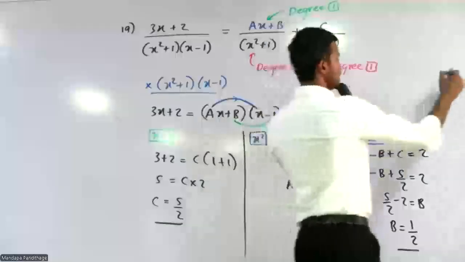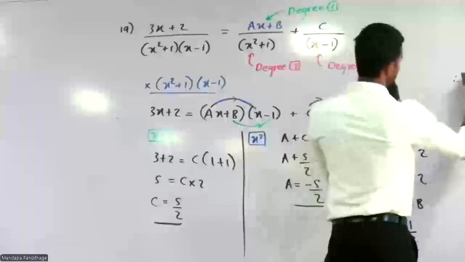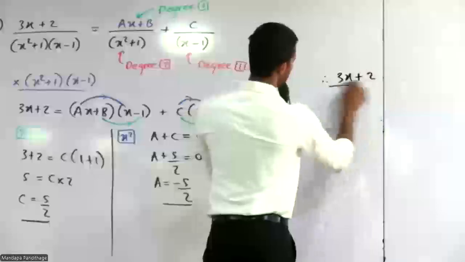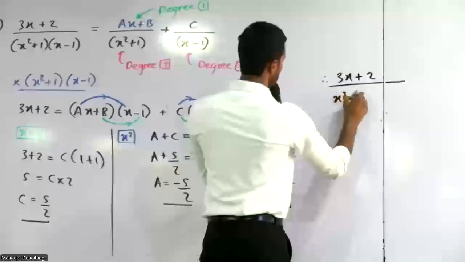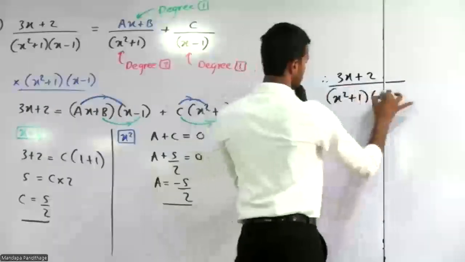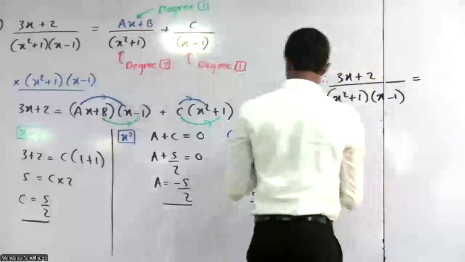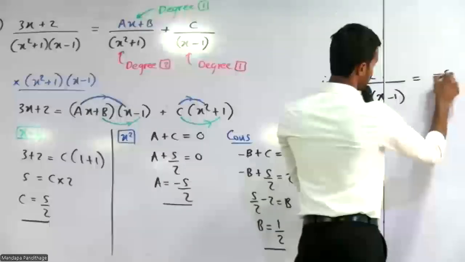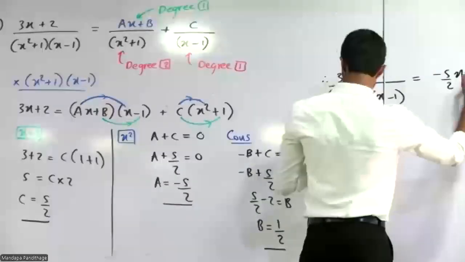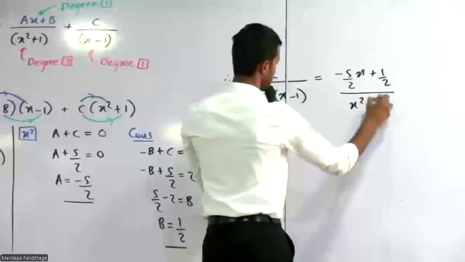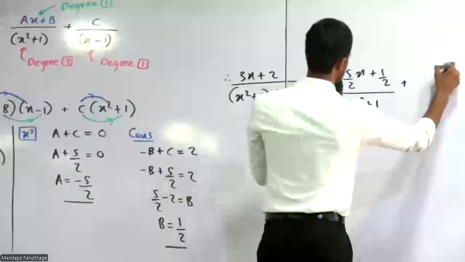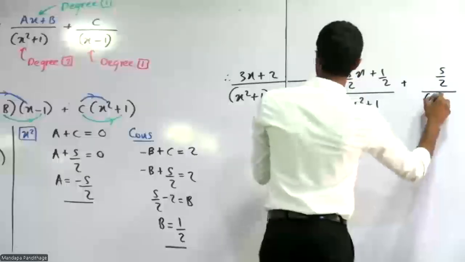What is the final answer? 3x plus 2 over x squared plus 1 times x minus 1 is equal to, what is A? A is minus 5 over 2, times x, plus B, what is B? B is half over x squared plus 1, plus C, what is C? C is 5 over 2 over x minus 1.